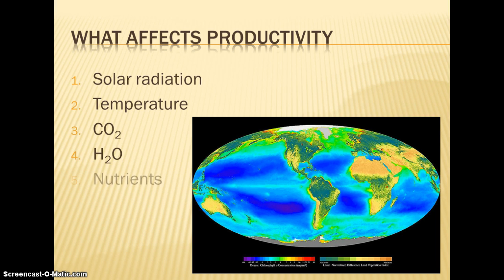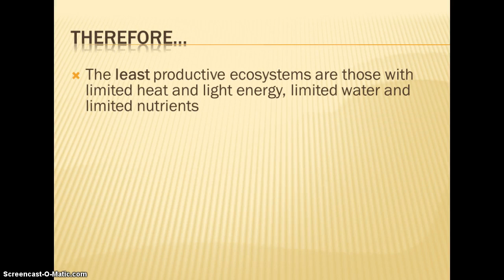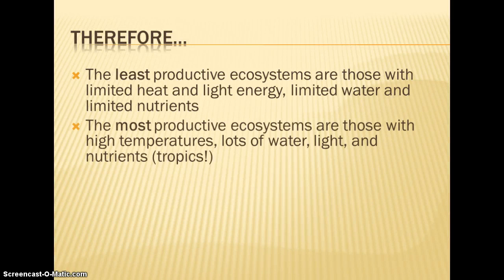The amount of water, the nutrients that are present, because nutrients are limiting factors for plants, the amount of herbivores that you have in an area that are eating those plants. So the least productive ecosystems are those that aren't going to have the warm temperatures. They're going to have the lowest amount of insolation, not a lot of water, not a lot of nutrients. So those are our deserts, our tundras.